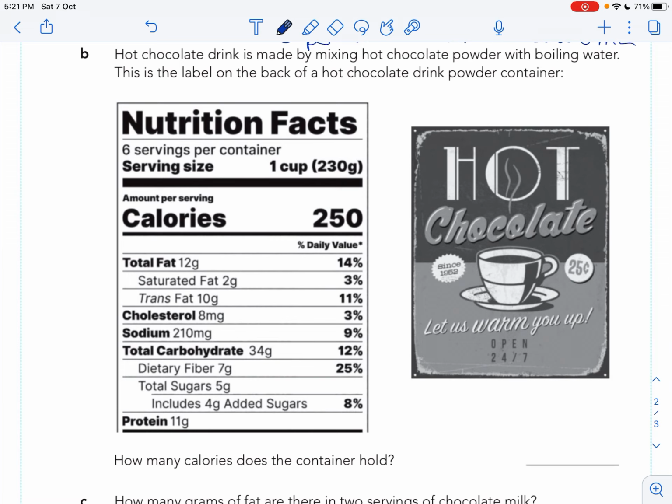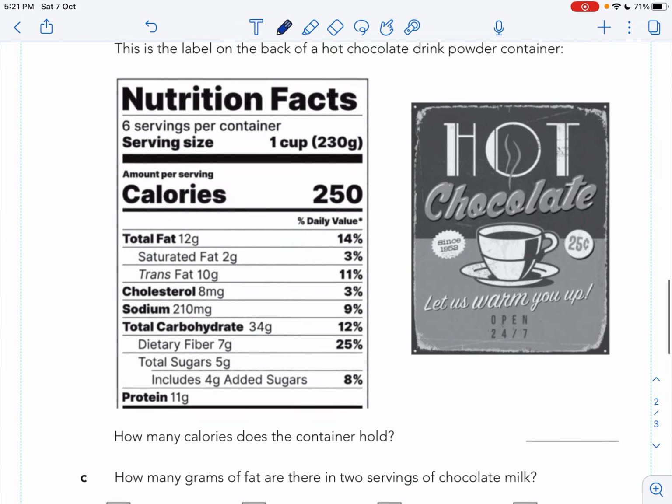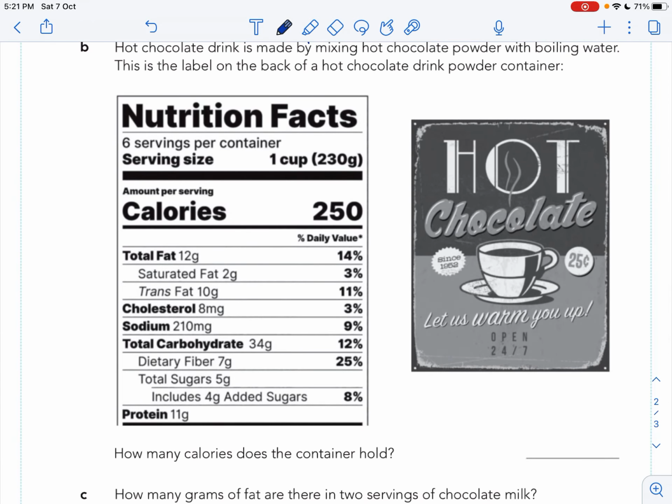Hot chocolate is made by mixing hot chocolate powder with boiling water. This is the label on the back of the hot chocolate drink. How many calories does the container hold? So we've got 6 servings per container. So the amount per serving is 250. And we've got 6 servings. So it's 250 times 6, which is 1,500 calories.